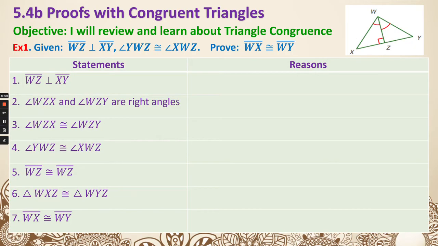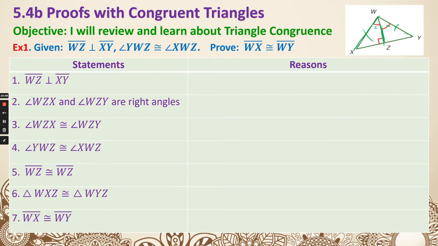Now let's look at some proofs. Example 1. WZ and XY, they are perpendicular, and we have a given pair of angles that are congruent. We're trying to prove the sides are congruent, WX and WY. Whenever you see these triangles, and you see we have some given information, a pair of angles, another pair of angles, we have this shared side, we know we're trying to prove the triangles being congruent, so the parts are going to be congruent. So that's kind of the logic behind it.